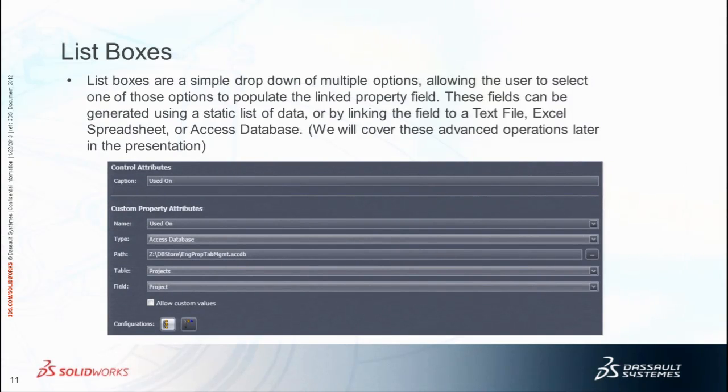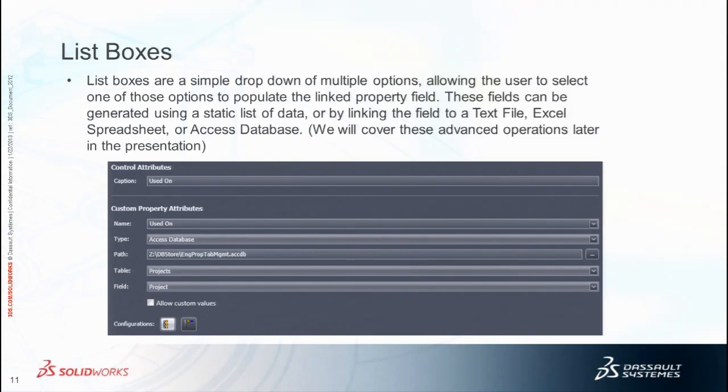List boxes. Simple drop-down of multiple options, allowing the user to select one of those options to populate the linked property field. These fields can be generated using a static list of data or by linking the field to a text file, Excel spreadsheet, or Access database. Again, it's easy to define. The caption is what's going to show up on the form. The property name that's going to be used. The type, and this is a drop-down box that's going to allow you to define whether you want it to be a text file, an Access database, or an internally populated set of data.